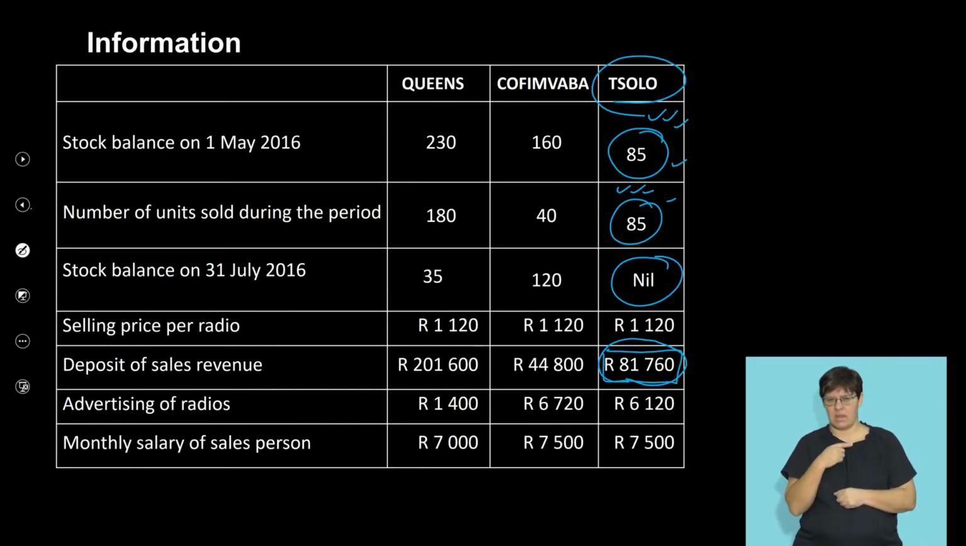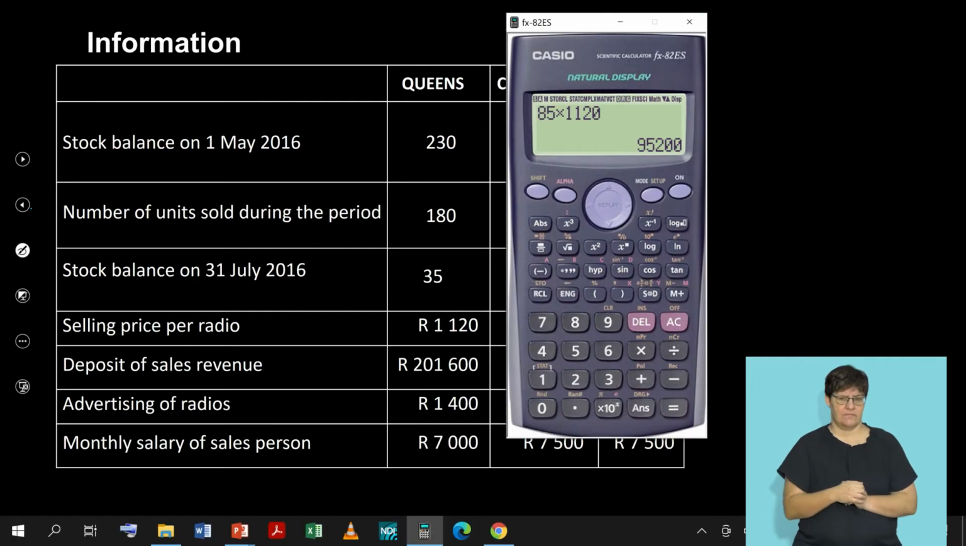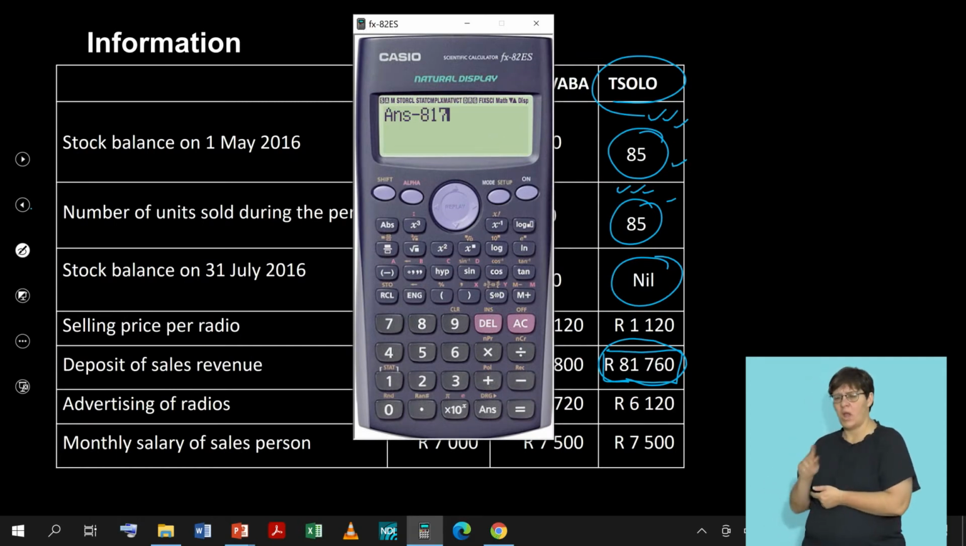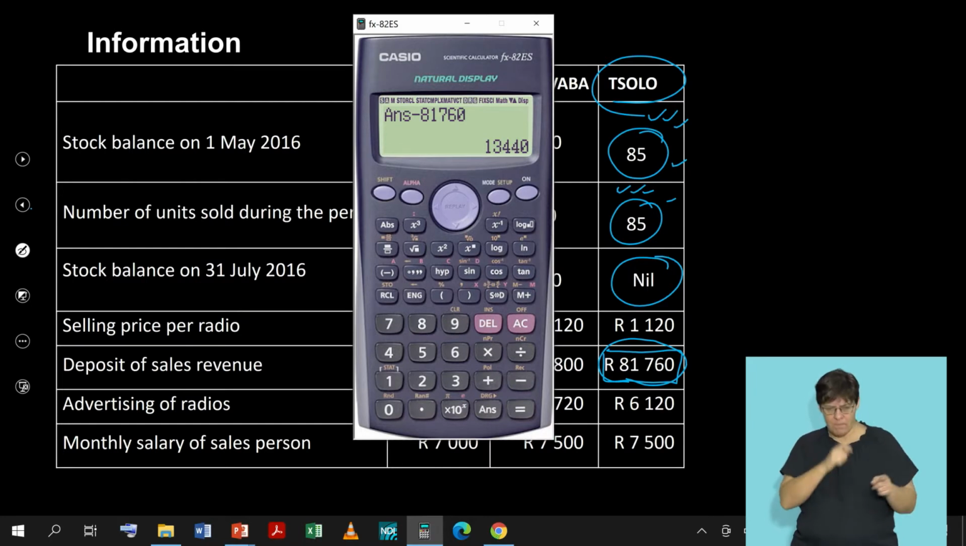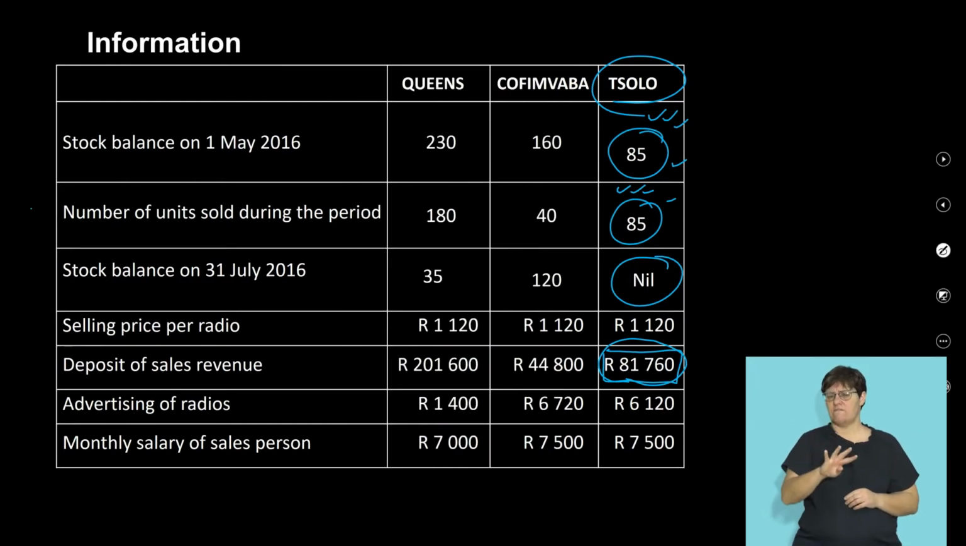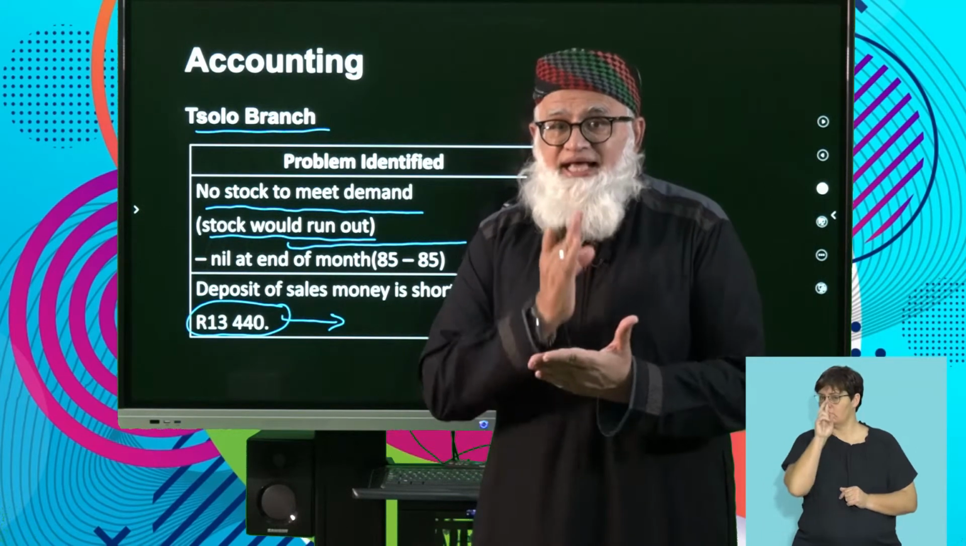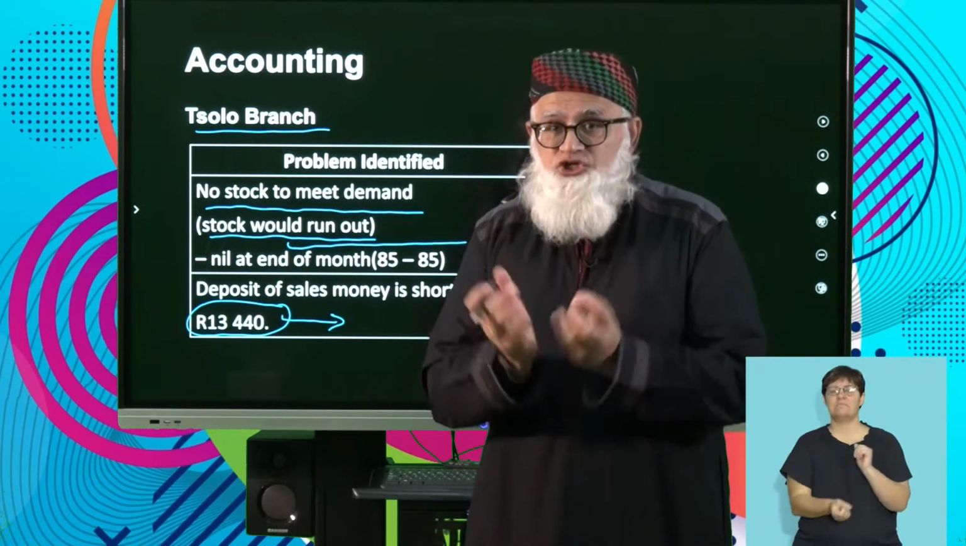Like we said, if we looked at our calculator, the figure was 95,200, and if you take your 95,200 minus the 81,760, you're going to see you're short of 13,440. Again, watch this here. There's my shortage, 13,440. As a result, clearly you can see there's a challenge as far as the cash is concerned.